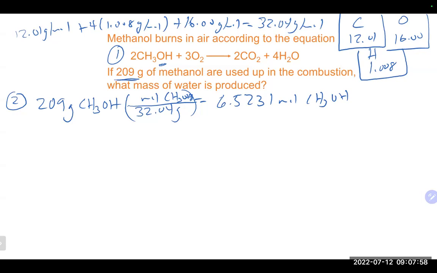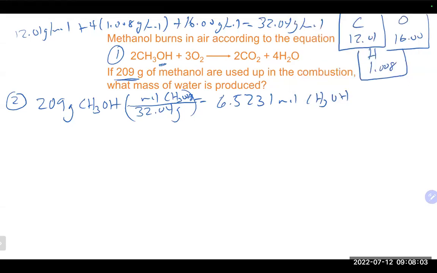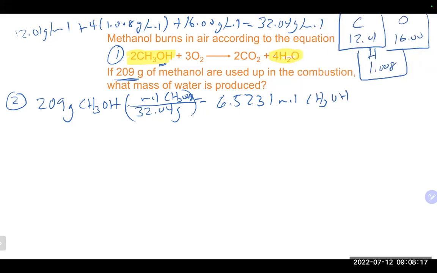At this point, step number three is to go to the balanced equation and find the two things we're interested in. One is obviously what they gave us, which would be this guy. The second is what we are trying to find, which is water in this case, that guy right there. From the equation, we find our mole to mole relationship, and it is basically 2 moles of CH3OH gives us 4 moles of water.